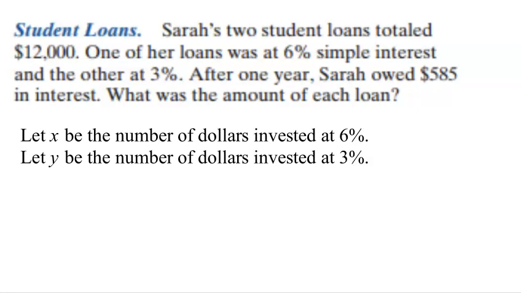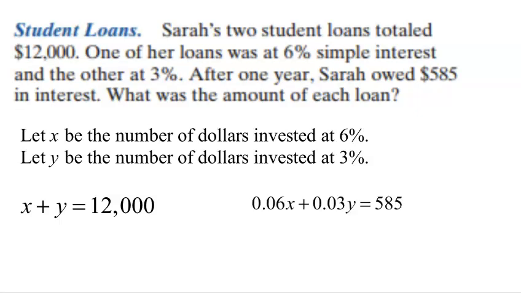But then, what are we going to say after that? Then we're going to think of the interest that we paid on each of those loans. She paid 6% of X in interest, 6% times X in interest. She paid 3% times Y in interest. Add those together to get her total interest of $585. 6% as a decimal is 0.06 times X, plus 0.03 times Y equals 585.